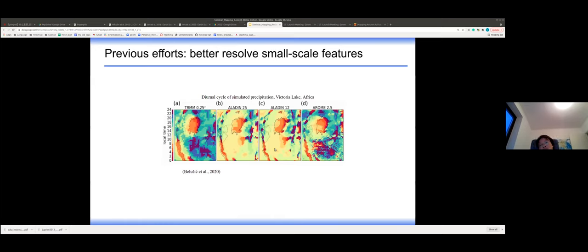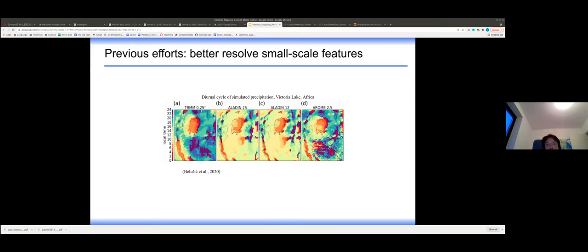So this is another example. How about if we improve the process? Improving the process can help. This is the diurnal cycle of the simulated precipitation for Lake Victoria. This is the lake and this is the surrounding land. It looks like a very small domain, but in our latest simulation we have a very, very high resolution. This is why we can only focus on such small domains, because the computation time is very, very large.